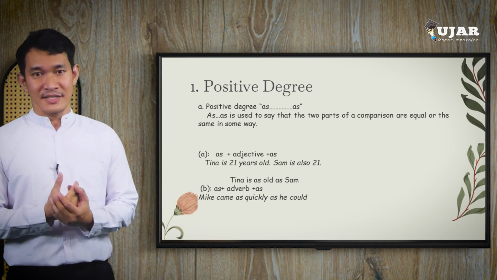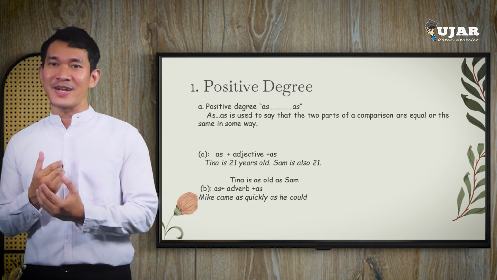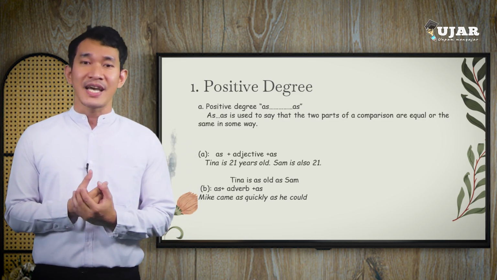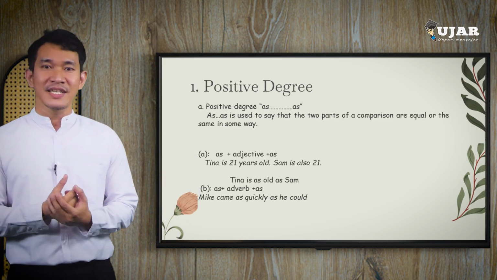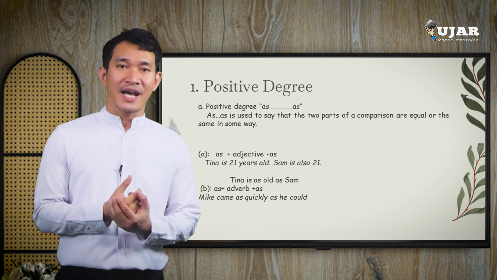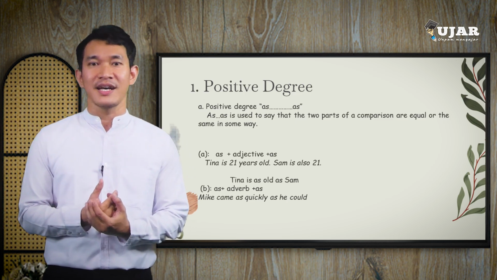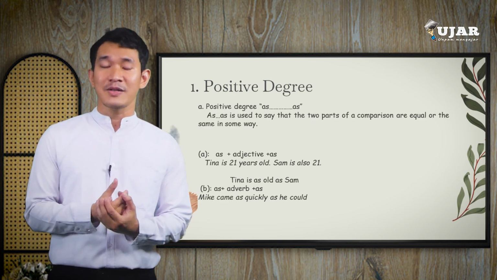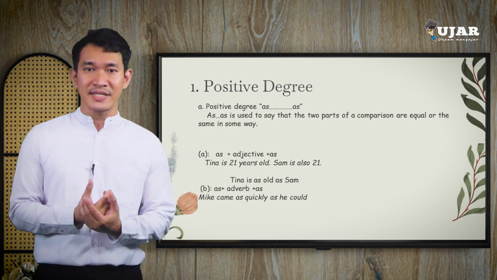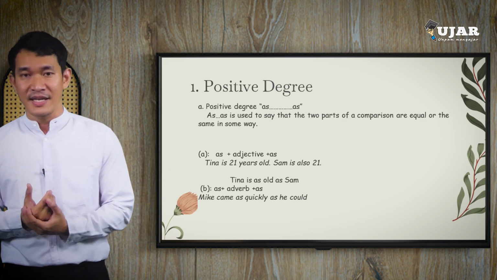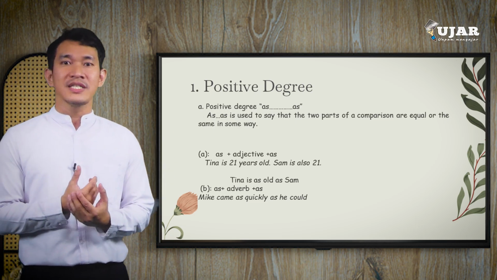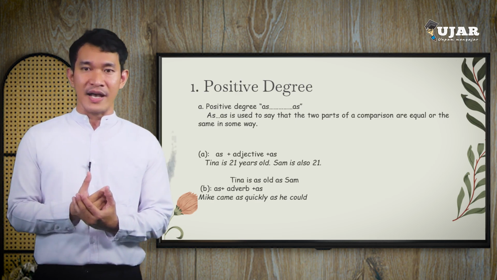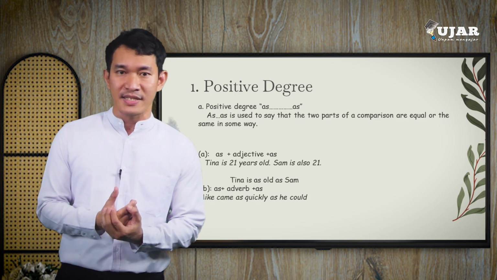For negative sentences in positive degree, as adjective as, look at the following examples. Ted is 20. Tina is 20. Ted is not as old as Tina. Ted is not quite as old as Tina. Not quite as adjective as means a small difference. Amy is 5. She isn't nearly as old as Tina. Not nearly as adjective as means a big difference.